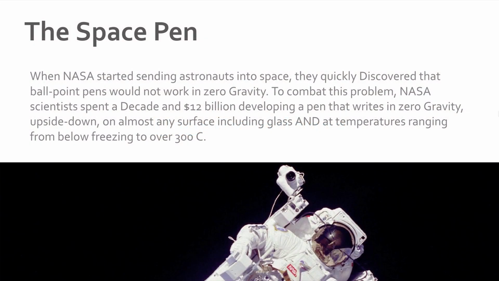Let me tell you a little story about the space pen. When NASA started sending astronauts into space, they quickly discovered that ballpoint pens would not work in zero gravity. To combat this problem, NASA scientists spent a decade and $12 billion developing a pen that writes in zero gravity, upside down, on almost any surface, including glass, and at temperatures ranging from below freezing to over 300 degrees Celsius. What amazing innovation that NASA accomplished.